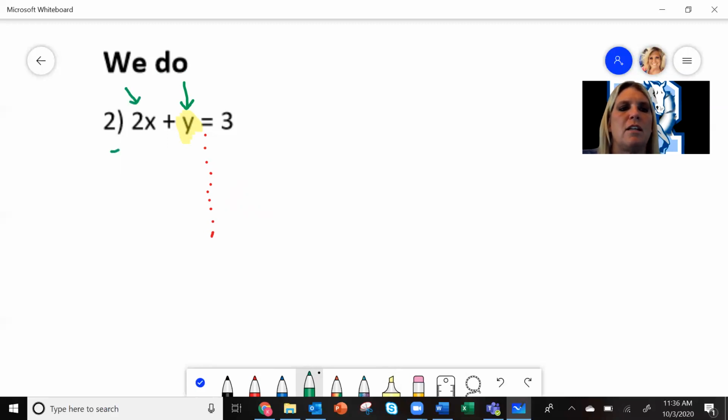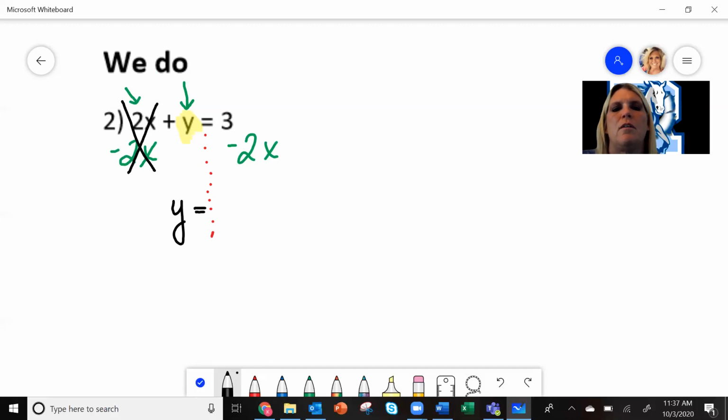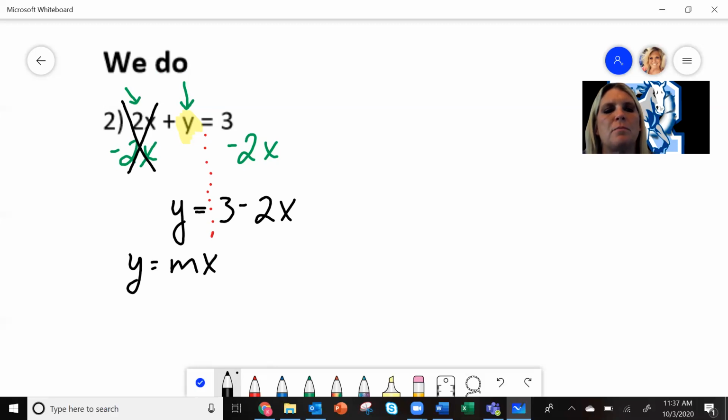To move it to the other side, I'm going to do the inverse of a positive 2x, which is subtract 2x. And what I do to one side, I have to do to the other. Now, I did this so that 2x minus 2x equals 0, and it goes away. I get y equals. Now, I could write it as 3 minus 2x. That's still fine, but slope-intercept form, remember, is y equals mx plus b. So I want to put the x before that regular constant.